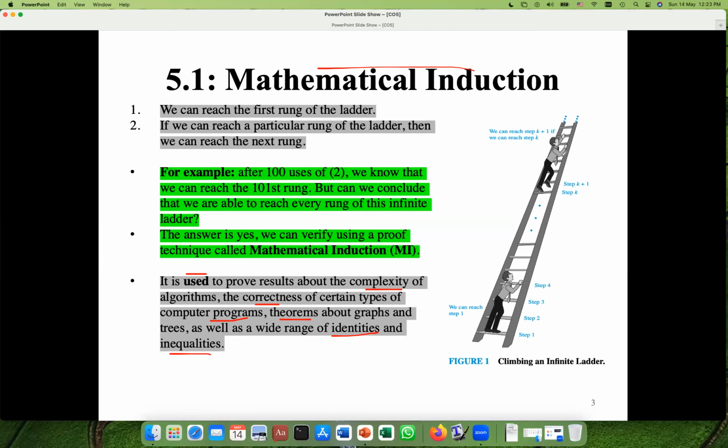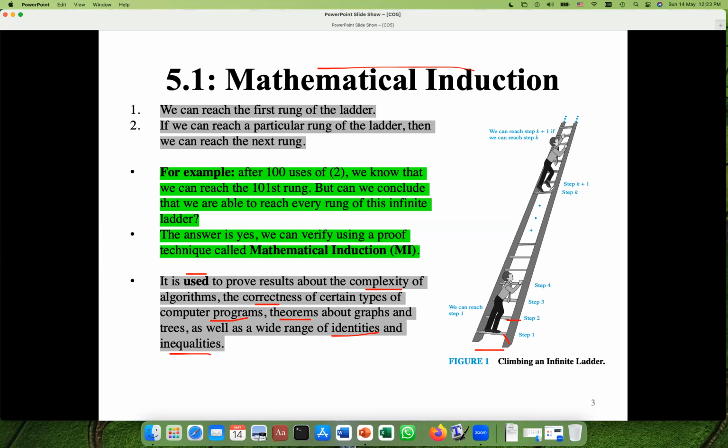And what is mathematical induction? This is just a picture to give you an idea that if you are standing on the ground and you are looking at this ladder, then you can imagine that you can reach step 1, because you only have to make a little bit of a step forward. Similarly, when you are at step 2, then you can say that you can reach step 3, and so on, and so on.